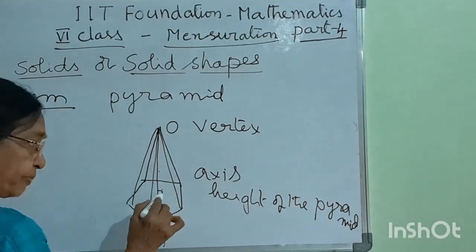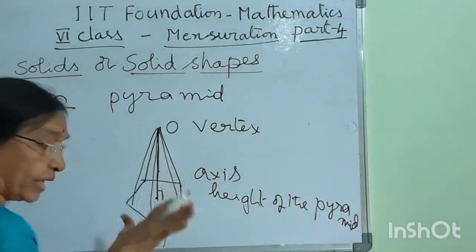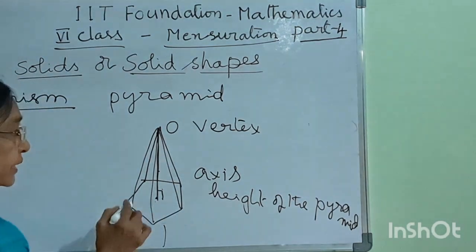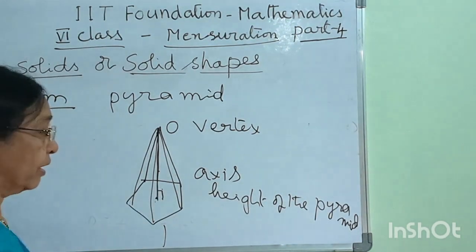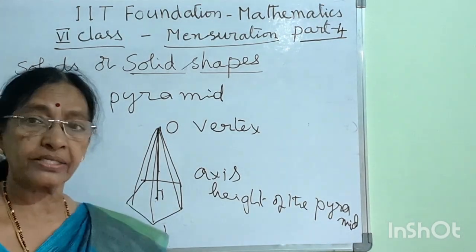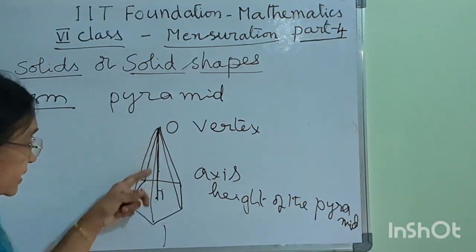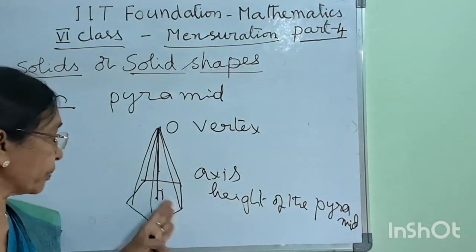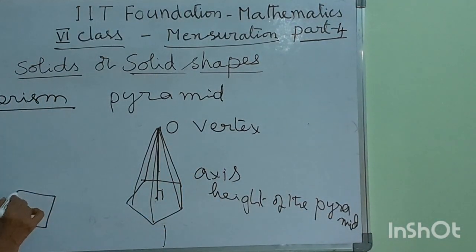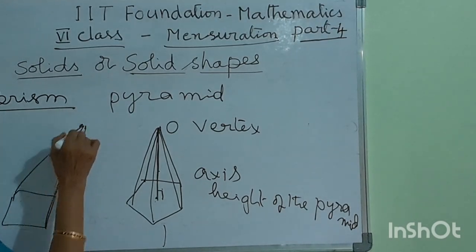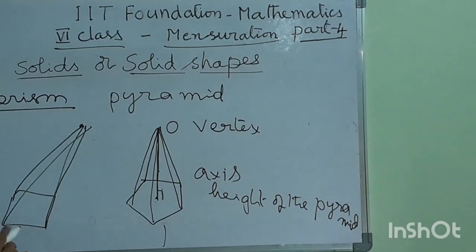If the axis is perpendicular to the base of the pyramid, then it is called a right pyramid. Generally it is called a pyramid. We consider only right pyramids. If this is oblique, not perpendicular to the base, like this quadrilateral with the vertex here, and we join the vertices like this, we get a pyramid here also, but this axis is not perpendicular to the base. It is oblique, other than 90 degrees. Then it is called an oblique pyramid.